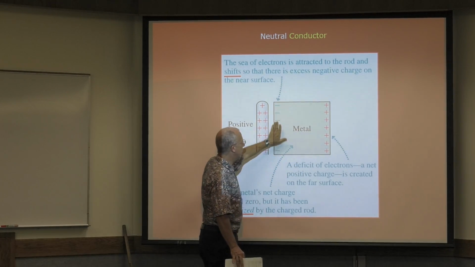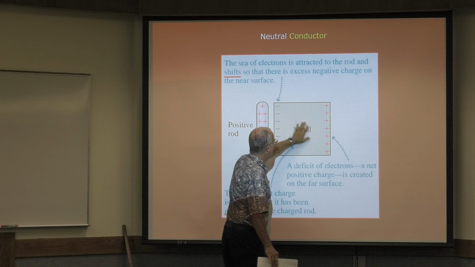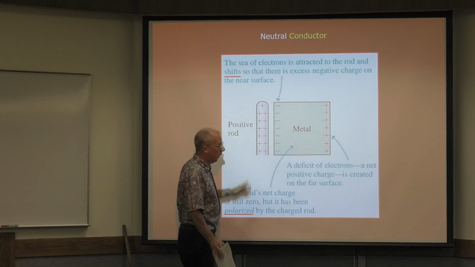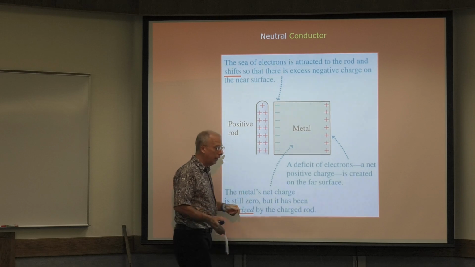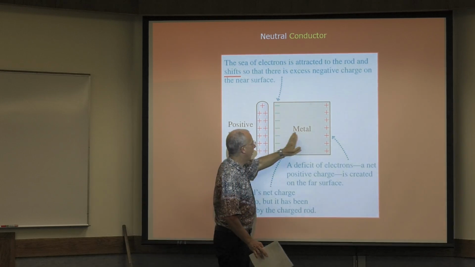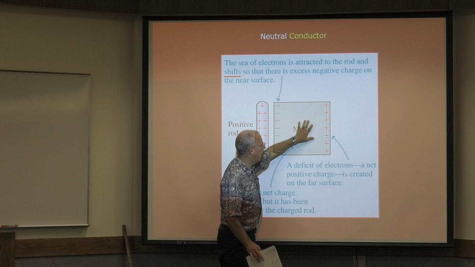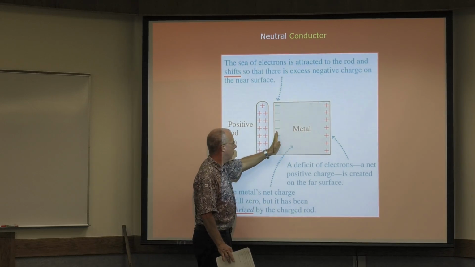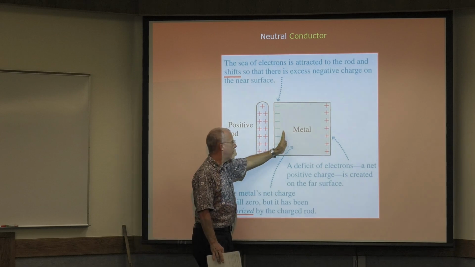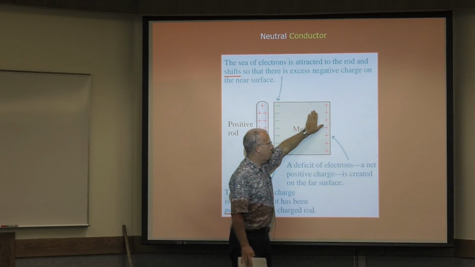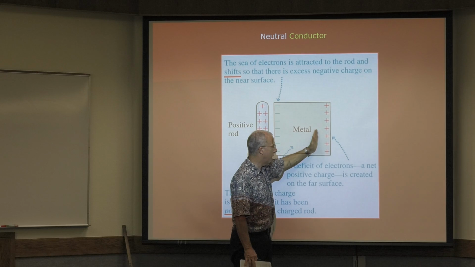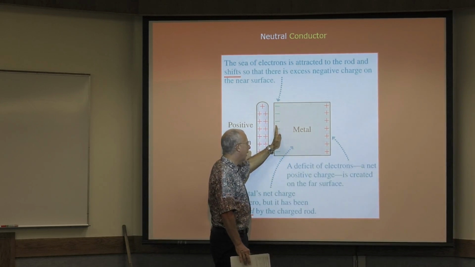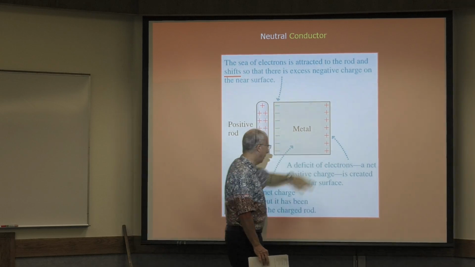So when you approach this neutral metal with something that's charged, what happens? The electrons can flow in a conductor. These electrons are attracted to these positive charges, so they flow to the right. Well, if the electrons flow to the right, that means there's positives left on the right. Did I say that right? Electrons flow to the left, leaving positives to the right.